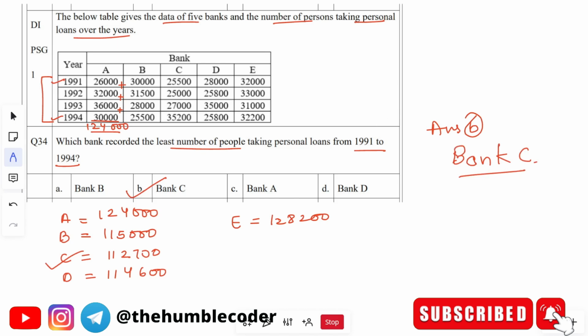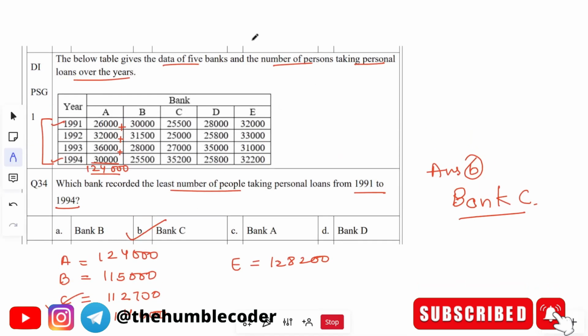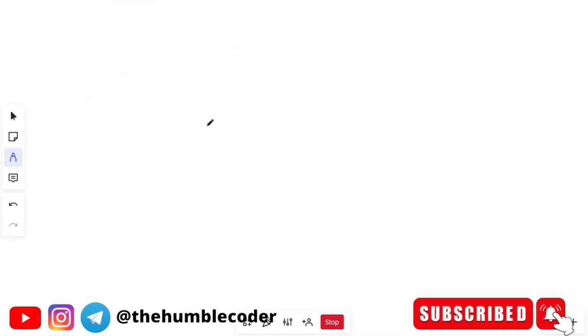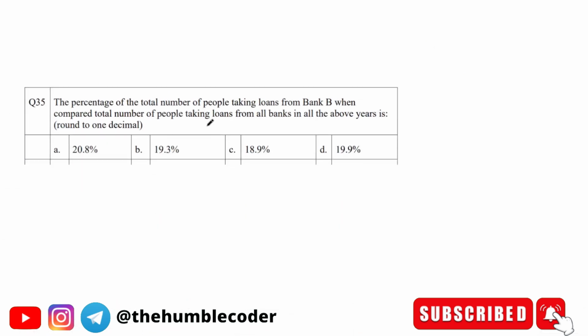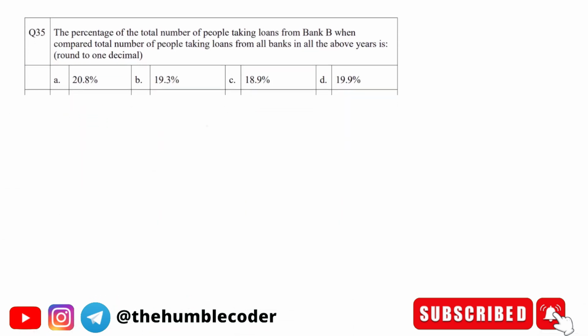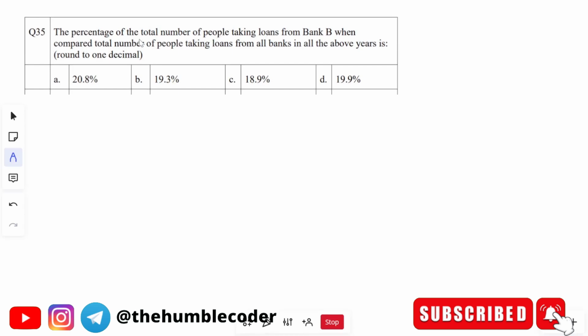Okay, let's move on to the second question based on this data only. We have one more question, so let's read that out. See, we have this same question. Based on the same data we have to find out the percentage of total number of people taking loans from bank B when compared to the total number of people taking loans from all the banks in the above years. See, basically we have to find percentage based on the data that is asked.